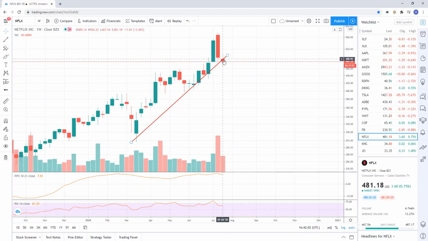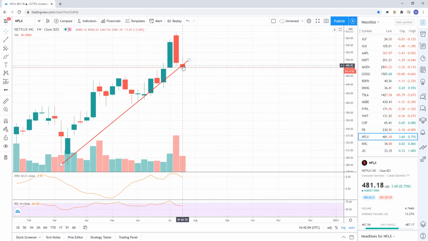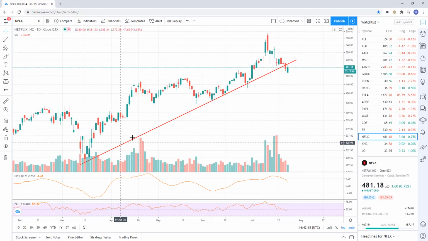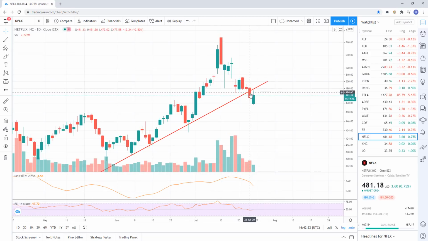But now you can see we're just starting to break down on this weekly candle. Not impulsively, so we're just below it. Not enough on the weekly to confirm, but we'll see how this candle closes out at the end of today. Going to the daily, you can see this is going back to the March lows uptrend line here, starting to break down. But again, not impulsively broken down, just kind of hanging out below it.